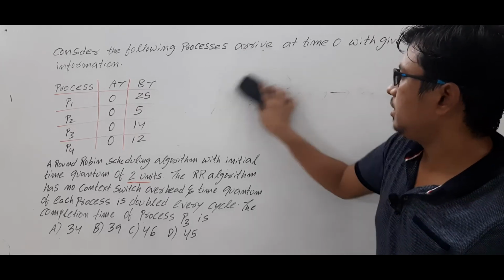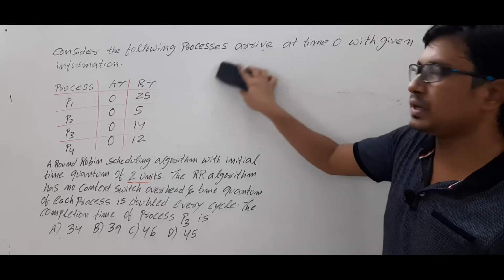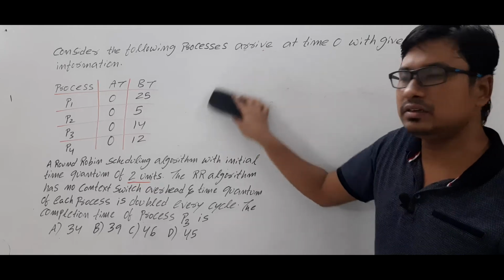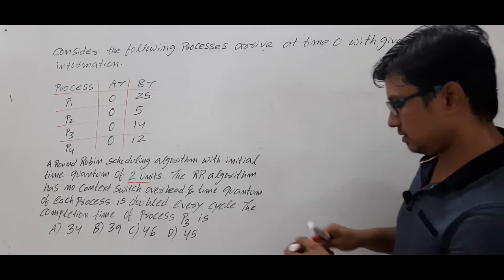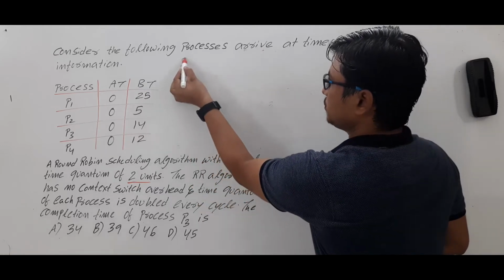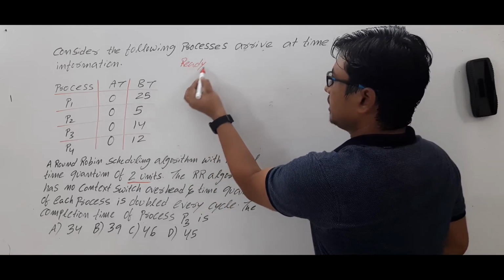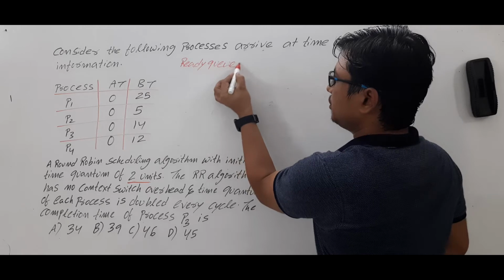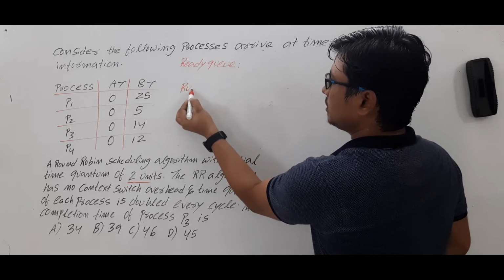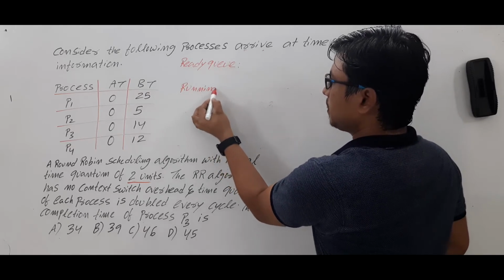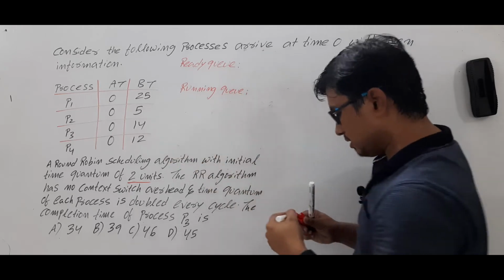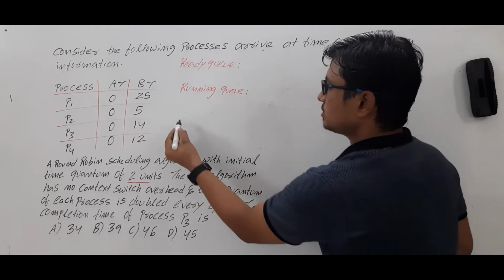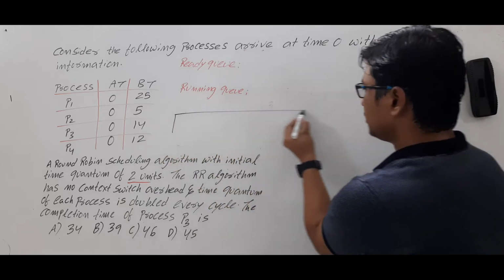Now we will take two queues. One is the ready queue and another one is the running queue, and then we will draw the Gantt chart. First we have a ready queue and then we have the running queue, and then we will draw the Gantt chart. Always the Gantt chart will start from 0 units of time.